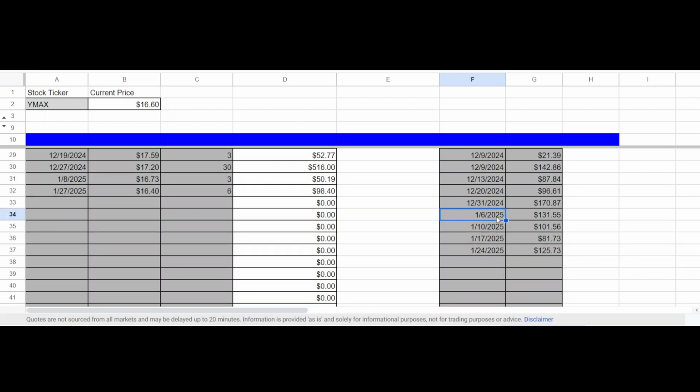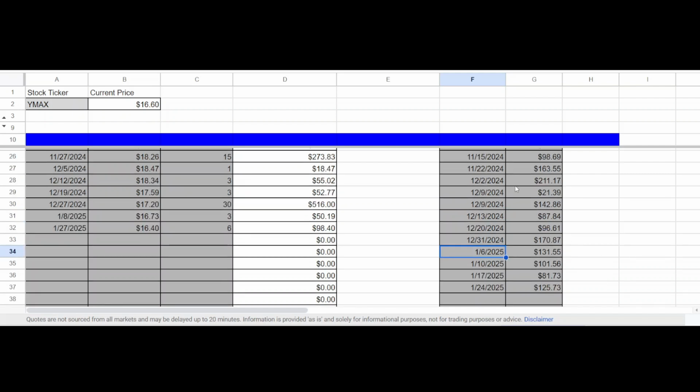And then in January of 2025, so far I have earned these distributions: $131.55, $101.56, $81.73, $125.73.